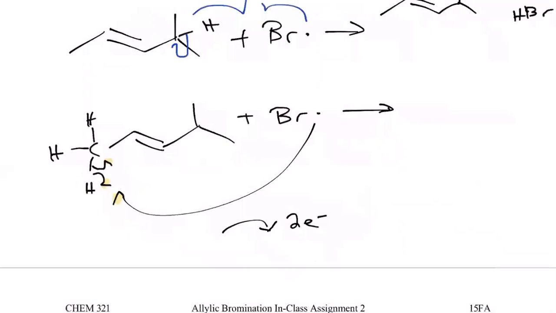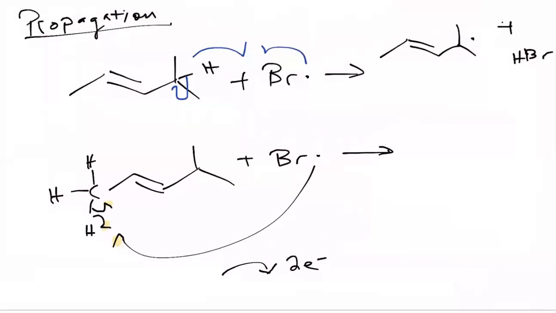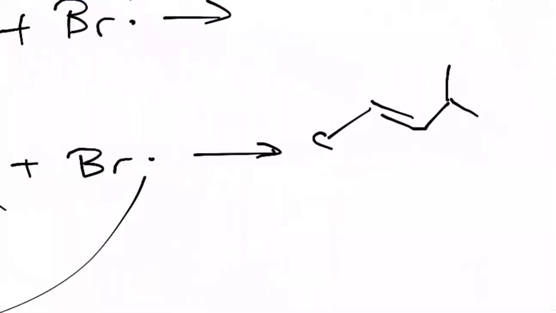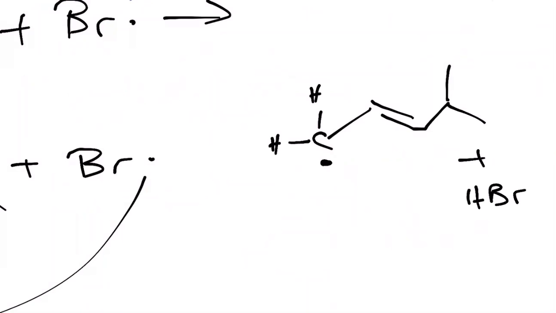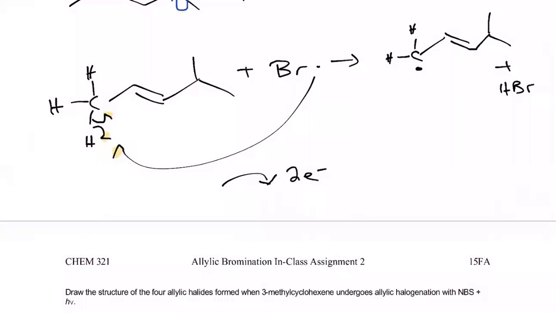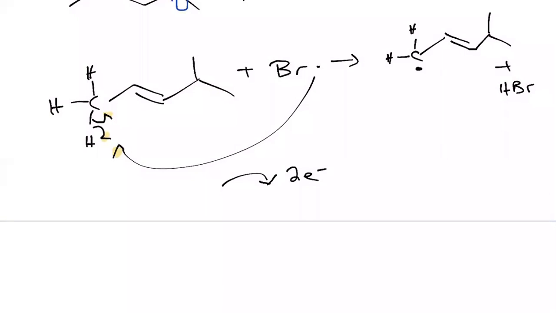All right. So the other radical that I'm going to make in propagation is going to look like this. I'm going to write it out. That's going to be that plus what? HBr. Plus HBr. Good. All right. So now the question is, let me add a page right here real quick. Now the question is, where do those other two products come from?